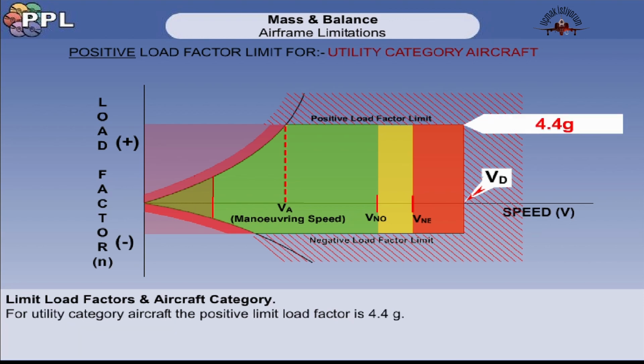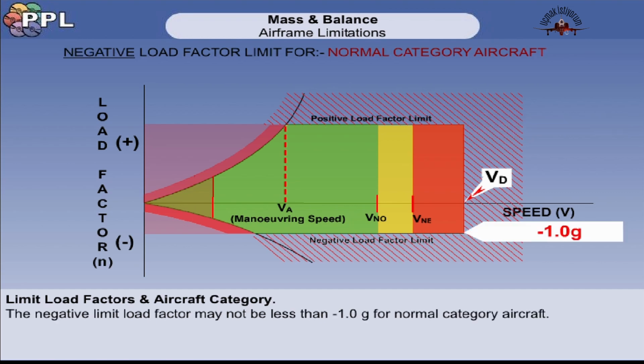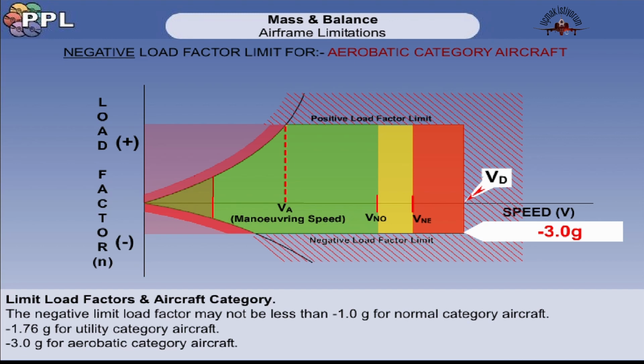For utility aircraft, the positive limit load factor is 4.4 G. For aerobatic category aircraft, the positive limit load factor is 6 G. The negative limit load factor may not be less than minus 1 g for normal category aircraft, minus 1.76 g for utility category aircraft, minus 3 g for aerobatic category aircraft.